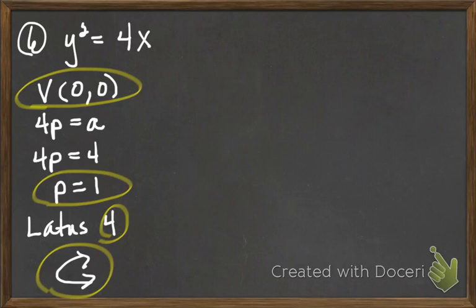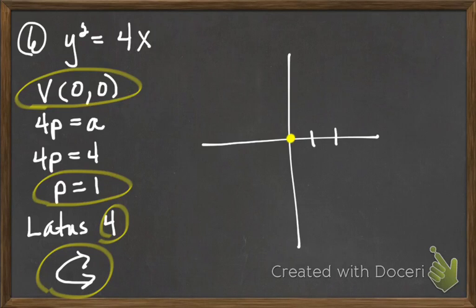You're going to go to your graph. You're going to graph your vertex. You're going to travel p units in the direction of your parabola. So since your parabola goes to the right, you're going to go 1 unit to the right and graph your focus. So your vertex is going to be at 0, 0, and your focus is going to be at 1, 0.